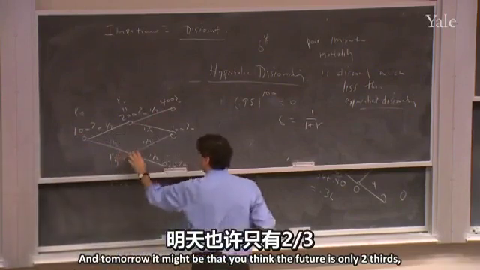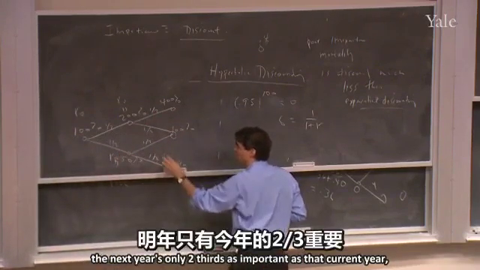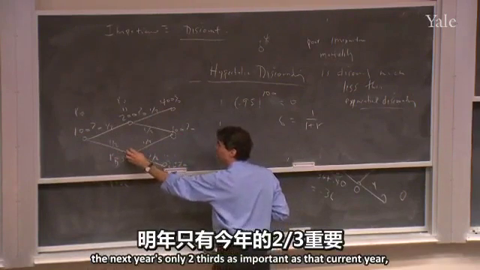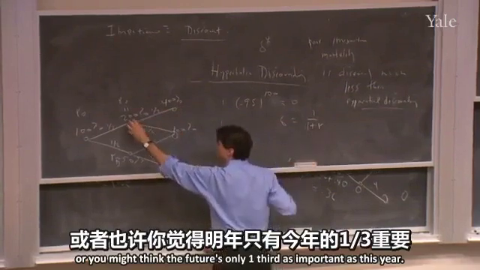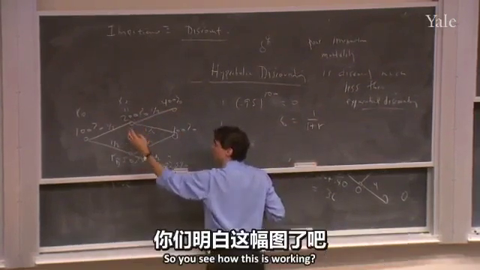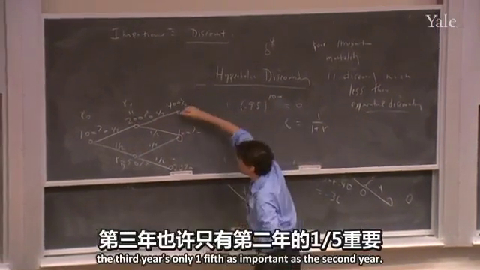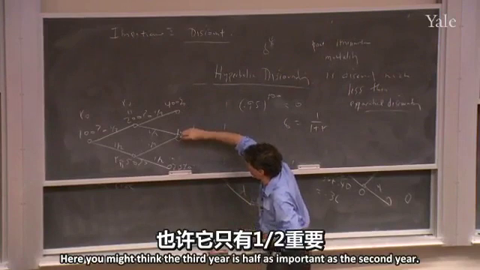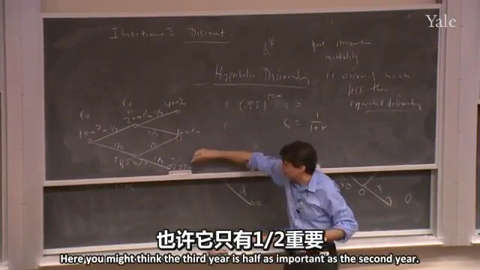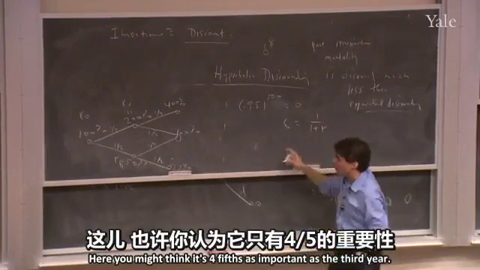Okay, and tomorrow, it might be that you think the future is only 2/3. The next year is only 2/3 as important as that current year. Or you might think the future is only 1/3 as important as this year. So you see how this is working? 2 years from now, you might think the future is only 1/5. The third year is only 1/5 as important as the second year. Here you might think the third year is half as important as the second year. Here you might think it's 4/5 as important as the third year.